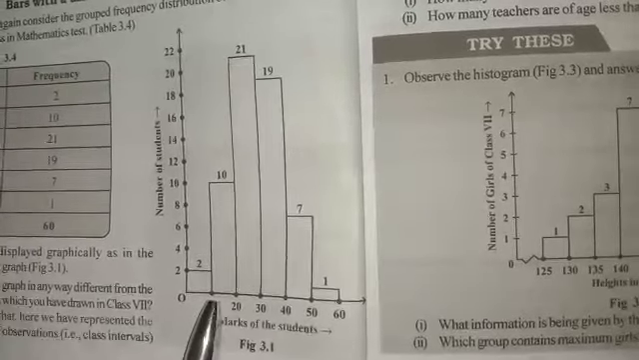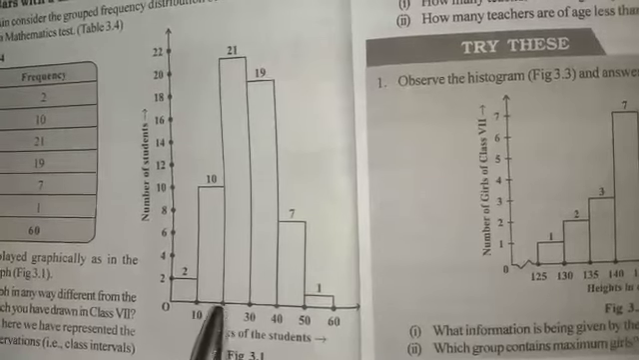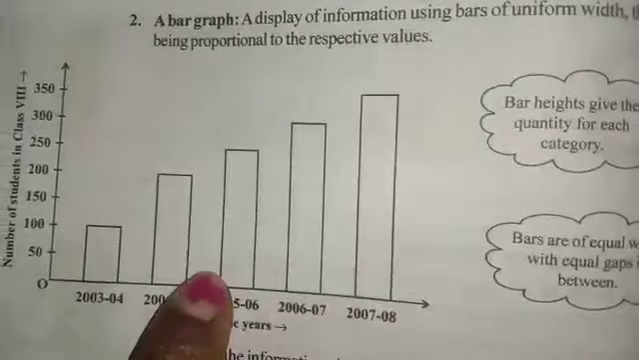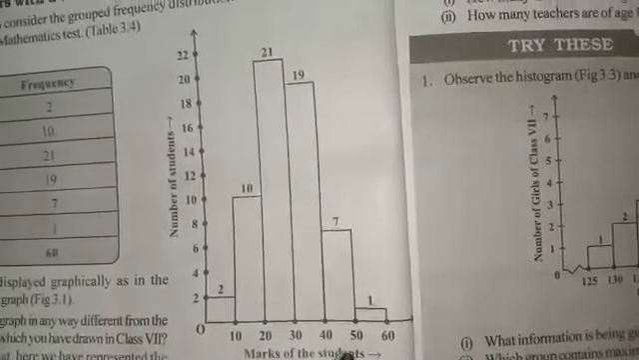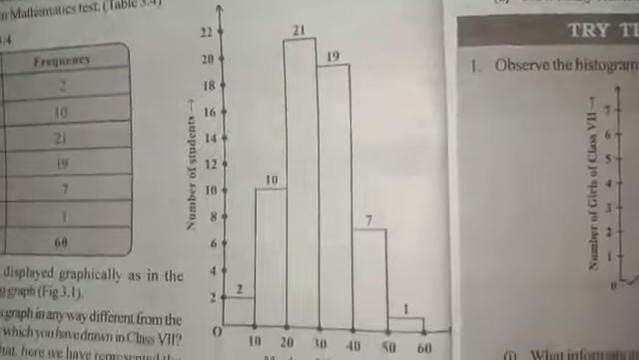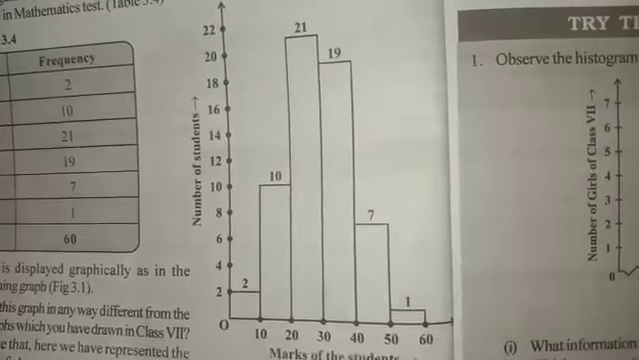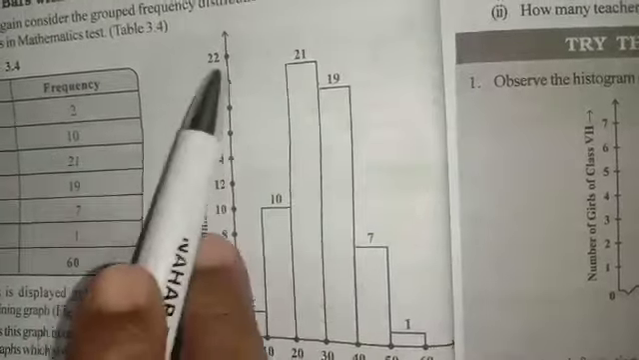What is the difference between a histogram and a bar graph? A histogram has continuous bars, but in a bar graph there is a gap between the bars. So this is called a bar graph, and this is called a histogram. In the same way we write it and do it. Marks of the students are given on the x-axis and the number of students on the y-axis.